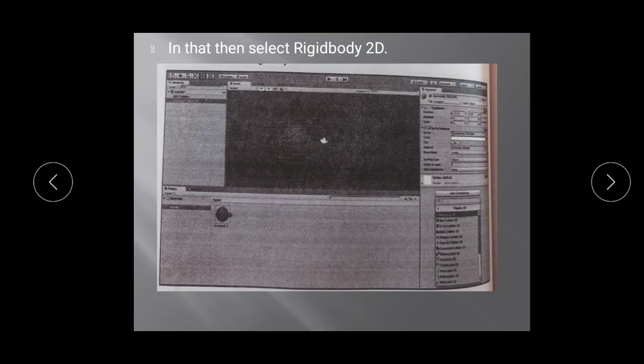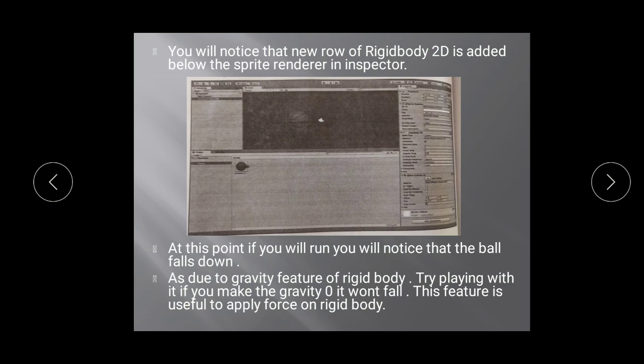Once you have selected it, select Rigid Body 2D. Once you select Physics 2D, you will have all these options, and in that you have to select Rigid Body 2D. Once you have selected it, you will notice a new row for Rigid Body 2D is added below your Sprite Renderer in the inspector, where you have all these values.